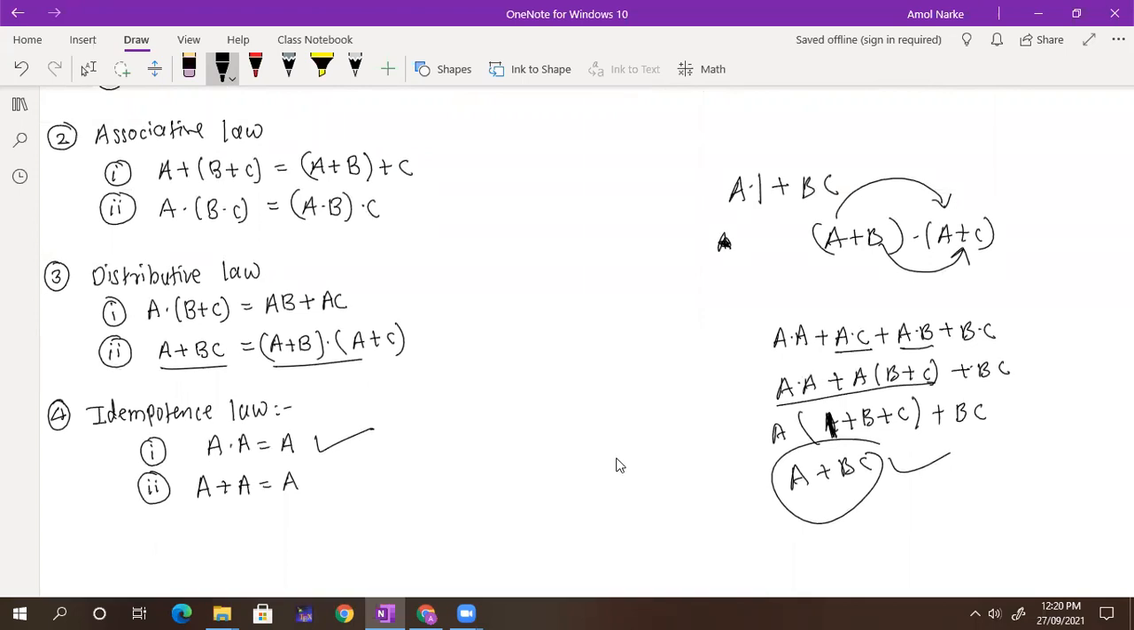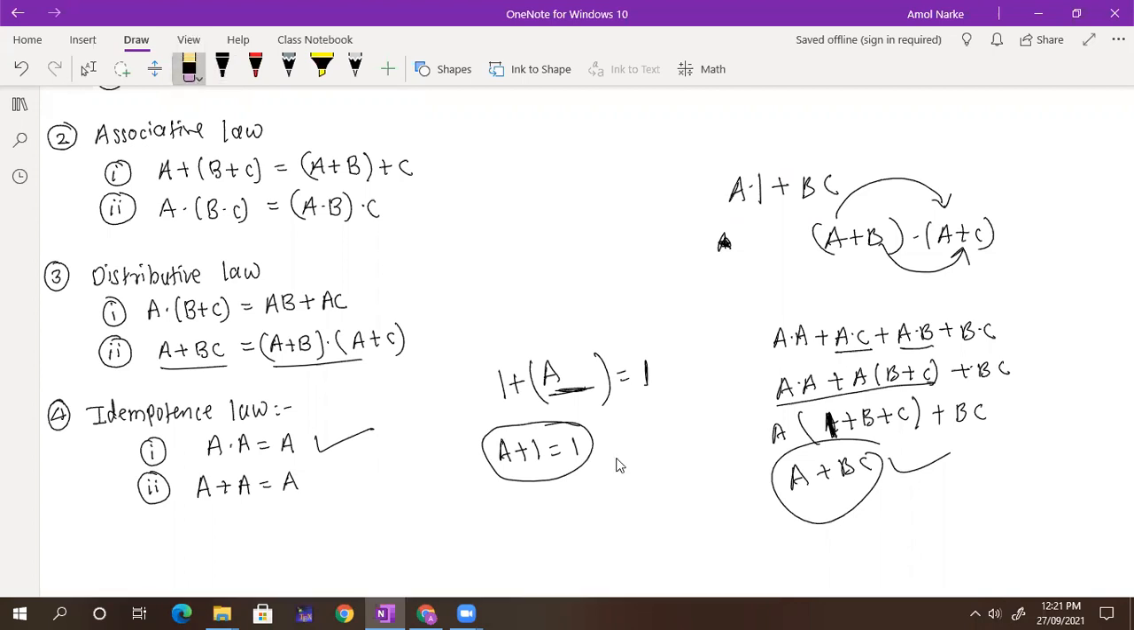Instead of writing A in the bracket, A plus B plus C, she has written 1. Why is this so? Because if you have 1 and you take OR with anything, whether it is 0 or 1, whatever you have, the answer is always 1. I'm talking about OR. So 1 plus A plus 1 is always 1. She is absolutely correct.